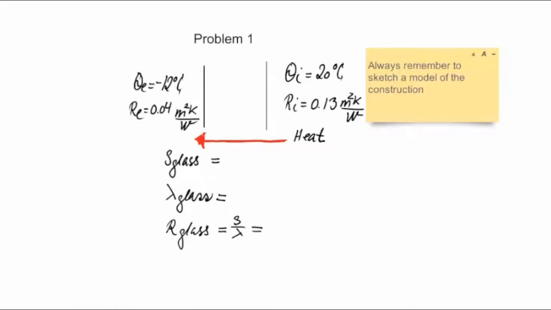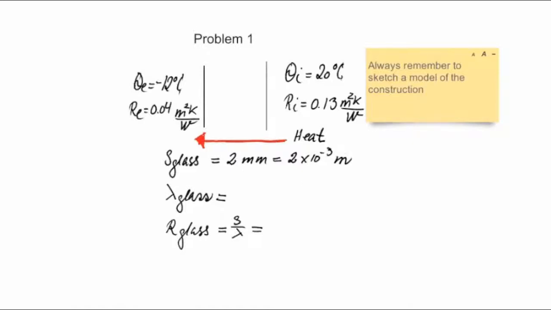We also state what the internal resistance is, and that is 0.13 square meter times Kelvin over watts, and the same with the external resistance being 0.04. Those are constants. Please note the direction of the heat flow, from hotter to colder. We must also write down the thickness of the glass, which was 2 mm, and the 2 mm converted to meters is 2 times 10 to the power of minus 3 meter.